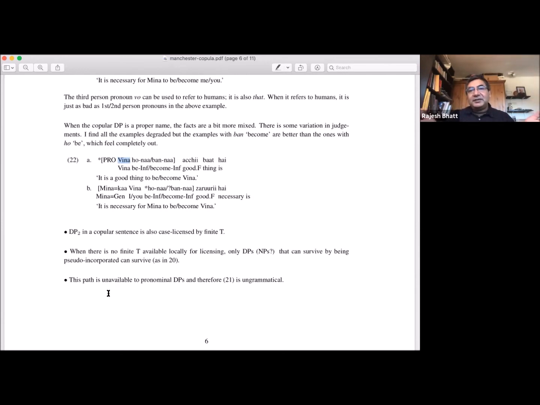The answer is no. Once you start with this point, then you can see differential object marking in Hindi as a response to the same phenomena, basically, which is that certain elements will not get licensed ordinarily, and so therefore you need to add a licensor.